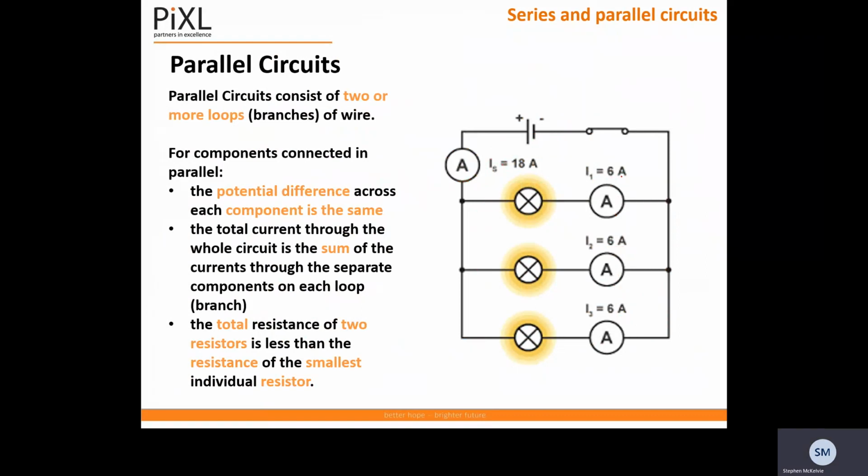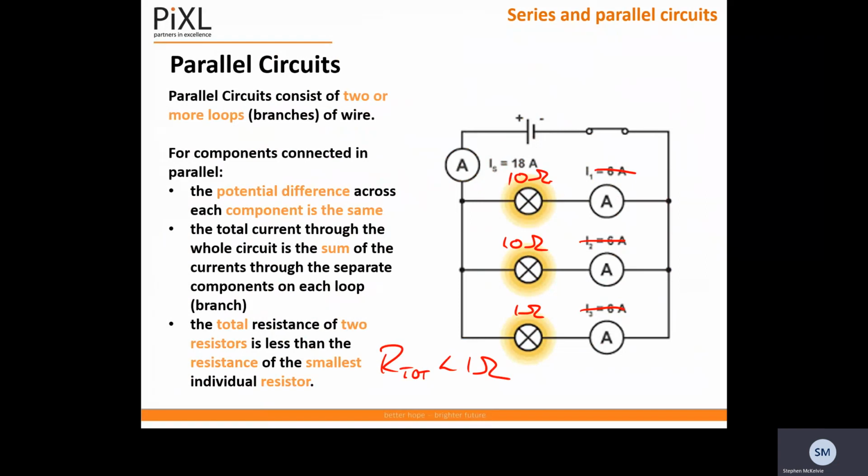Now let's say that these components aren't identical. The fun thing about parallel circuits is, let's say that this was a 10 ohm resistor, and this was a 10 ohm resistor, and this was a 1 ohm resistor. The total resistance of the circuit would be less than 1 ohm.